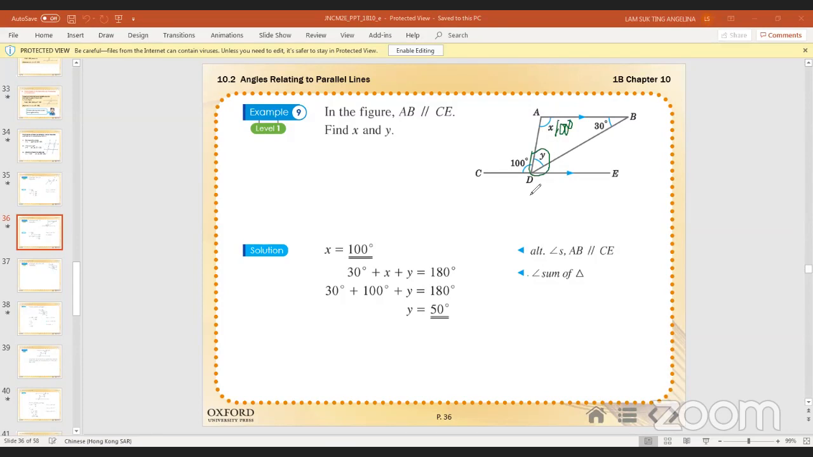In this case, you can see that this is a triangle, triangle ADB. Therefore, I know that the sum of these three angles should be 180 degrees. And then you have to tell people why: angle sum of triangle, because these angles are the angles of a triangle.